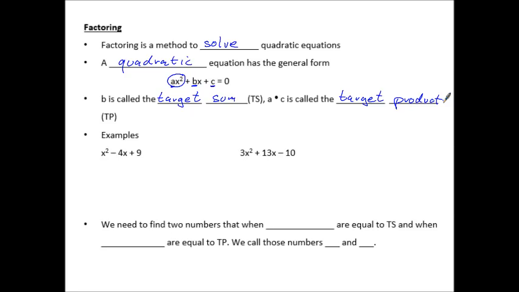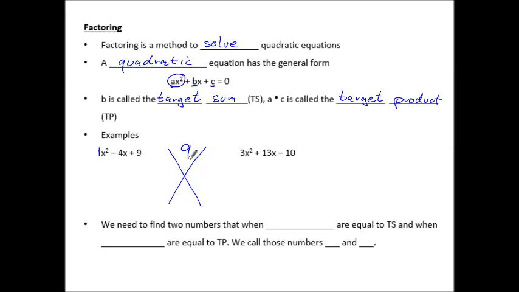Let's look at some examples and see what we're really talking about here. When we find the target sum and the target product, we can write them down in different ways. I suggest this way: make a big cross like that, put the target product in the top area here and the target sum in the bottom. So our target product is a times c. The coefficient of our squared term, we don't see anything here, and that is really when a is 1. So 1 times 9.